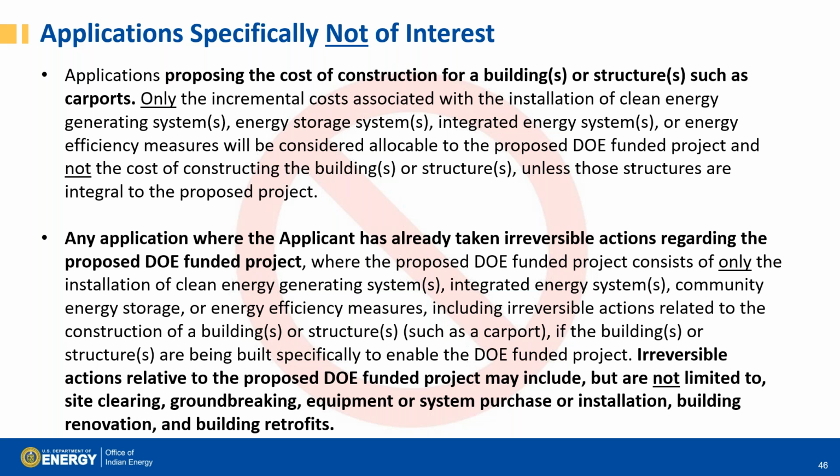Any application where the applicant has already taken irreversible action regarding the proposed DOE-funded projects are not of interest. Irreversible actions relative to the proposed DOE funding project may include, but are not limited to, site clearing, groundbreaking, equipment or system purchases or installation, building renovations, and building retrofits. So again, if you want DOE to fund it, don't start it until you have an actual award in place. Next slide, please.